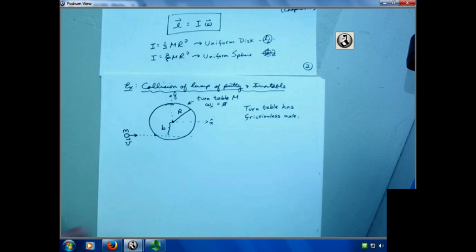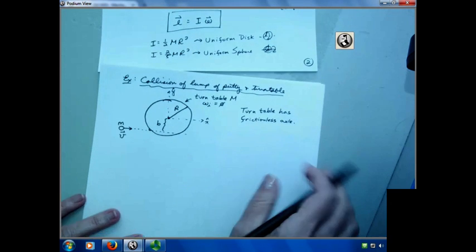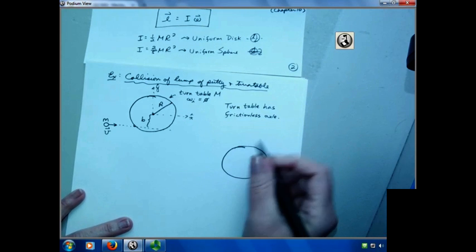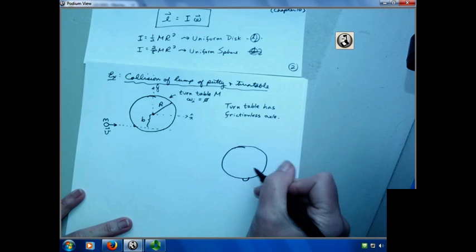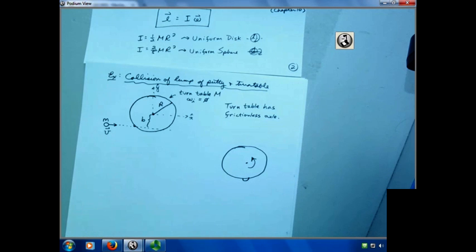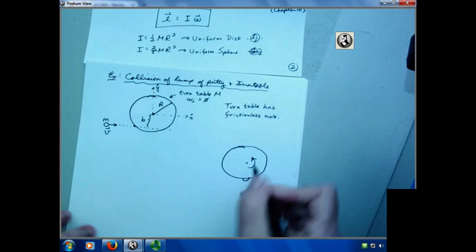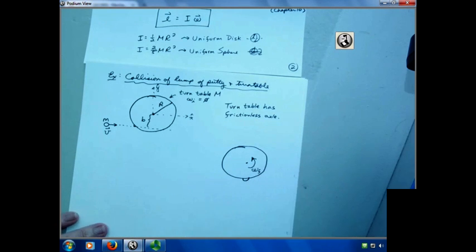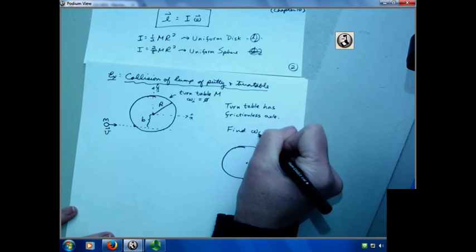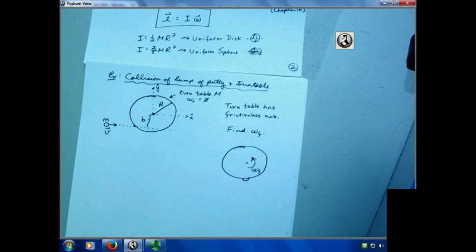After the putty collides with the turntable, I'll have this turntable rotating with the piece of putty stuck to the outside of it, with some angular velocity, which we'll call omega final. So the question is to find omega final. I'll give you a moment to work on that before I start working.